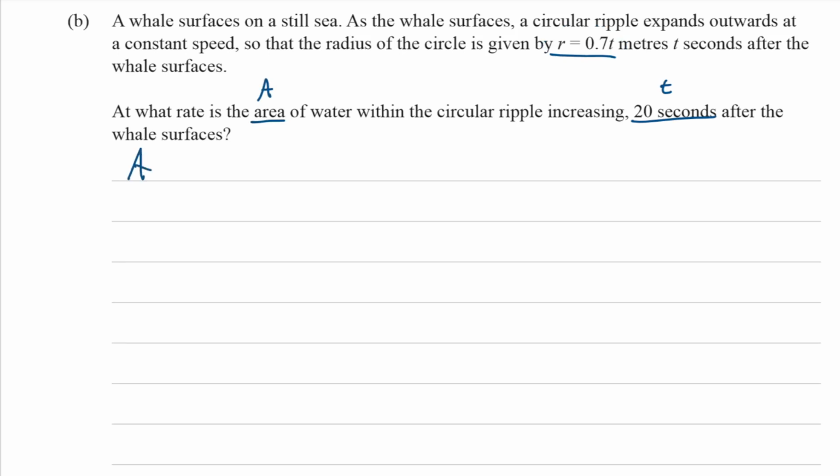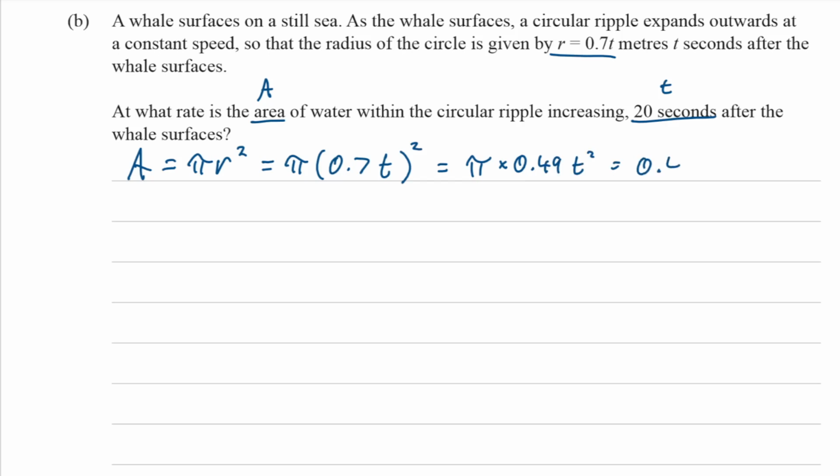We know the area of a circle is pi times the radius squared, where in this case, radius is 0.7 times t. So pi times 0.7t, all squared. That is 0.7 squared, which is 0.49, and then t squared is t squared. Just conventionally we would write the coefficient, then pi, the constant, and then t squared.